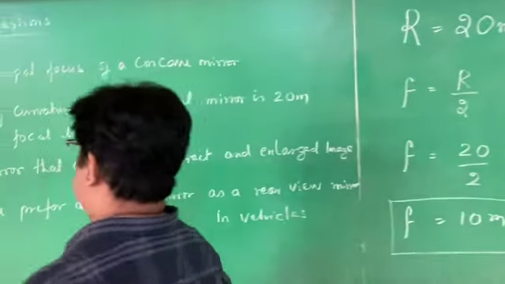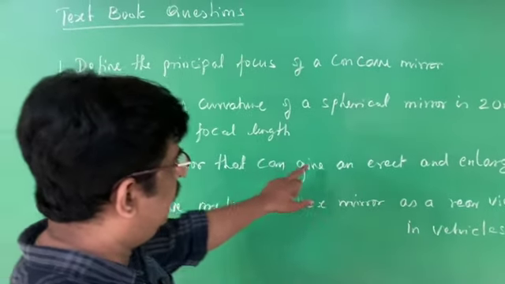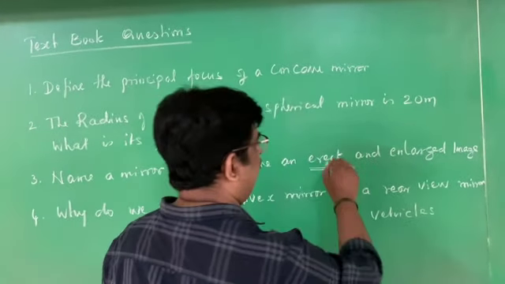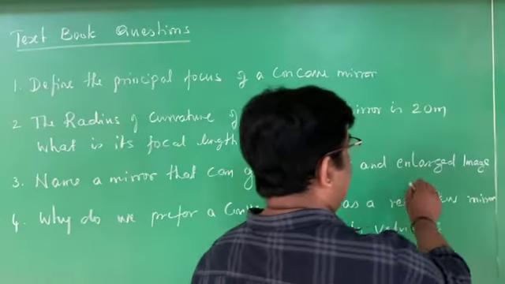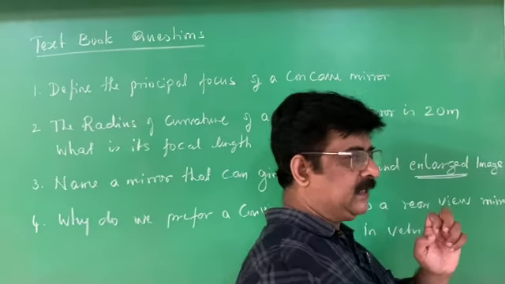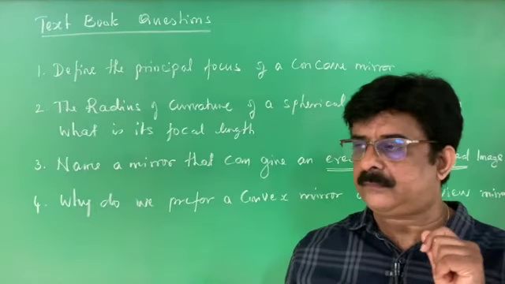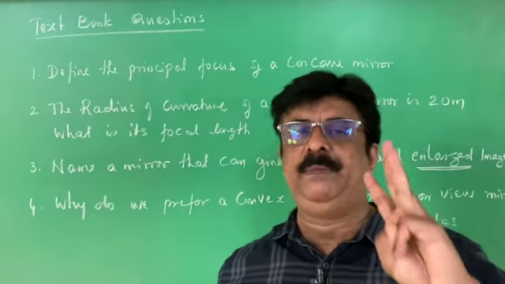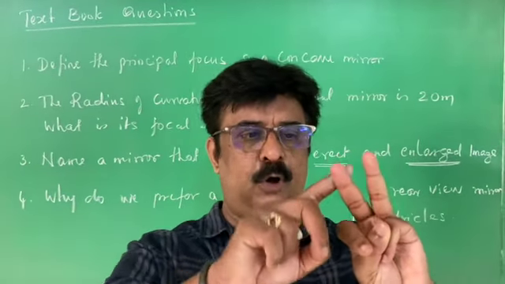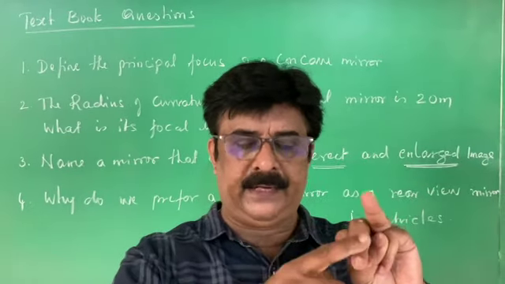Third question is, name a mirror that can give an erect and enlarged image. Two conditions have to be satisfied. It should be erect and enlarged. We have three mirrors: concave, convex and plane mirror.